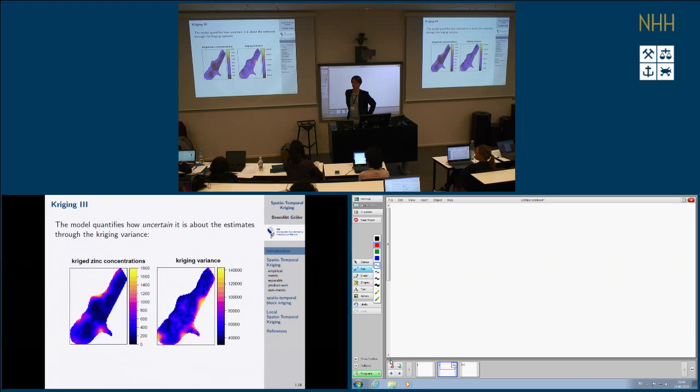At the exact same location, we have perfect knowledge, so there we have zero variability. And once we start to move away from this, we have increasing variability. If you have two measurements pretty close to each other, then there is low variability in between. But if you get further apart from all other measurements, then it increases.